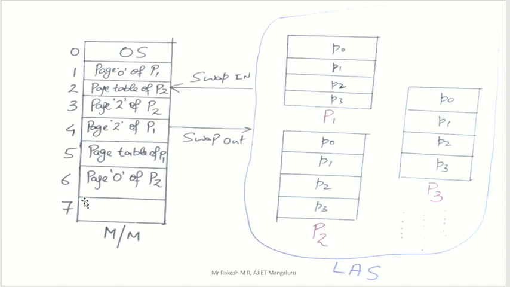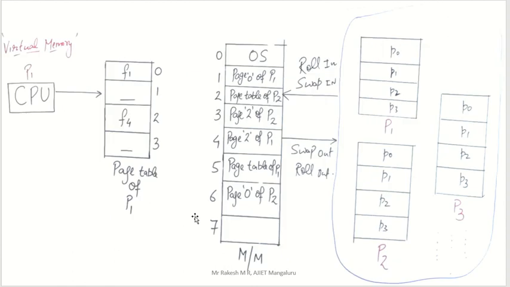Now one of the frames is free here. I will come to another concept in the next slide. I think you understood till now. Here we have a secondary memory with a lot of processes, here the main memory, and page by page we are taking pages here.